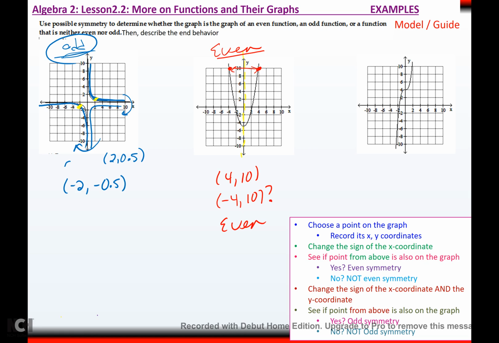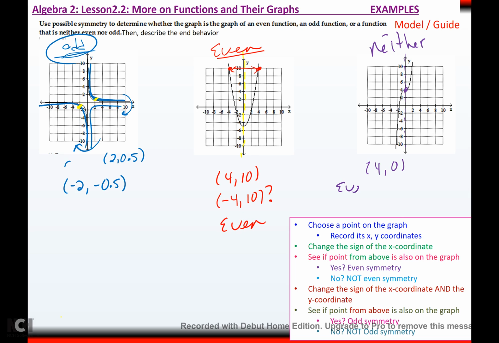I can tell because if I tried to redraw this half upside down, it would be down here, and then reflect over would go over this way, and that's not drawing this, so it's not odd. I can tell it's not even because the y-axis doesn't cut it, so I'm going with neither. Now I've got to prove it with an ordered pair. Well, if I pick any ordered pair, let's pick (4, 0).